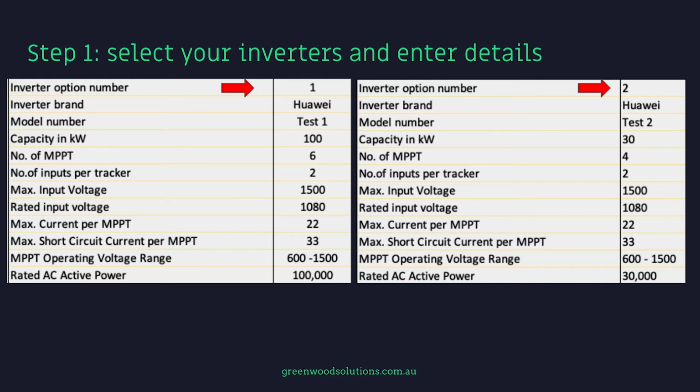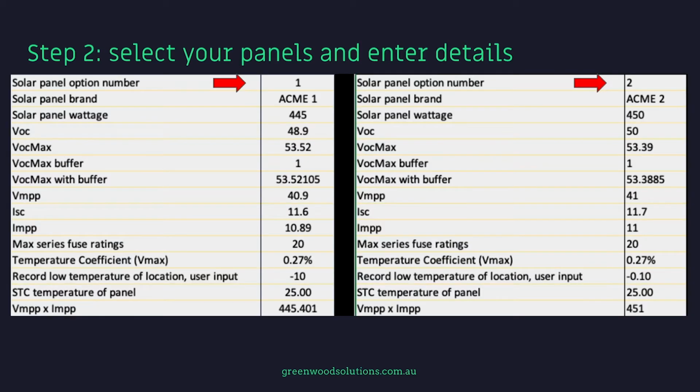Step 1. Select your inverters and enter the details. In this case, we have inverter option 1 and inverter option 2. One's 100 and one's a 30. Step 2, select your panels and enter the details. Again, like the inverters, we have 2 panel option sizes, a 445 watt panel and a 450 watt panel, both Acme brand. Thanks, Mr. Roadrunner.